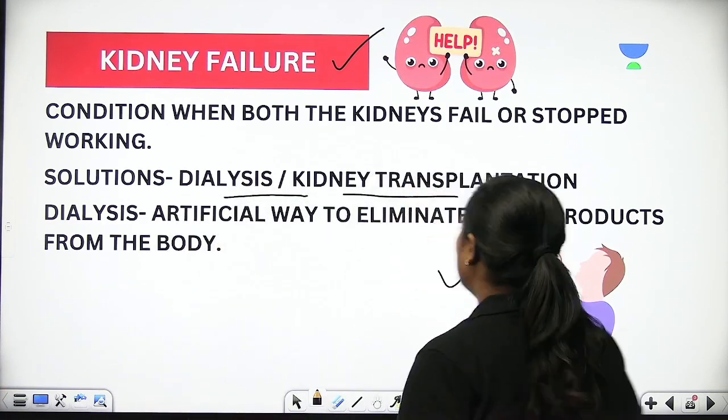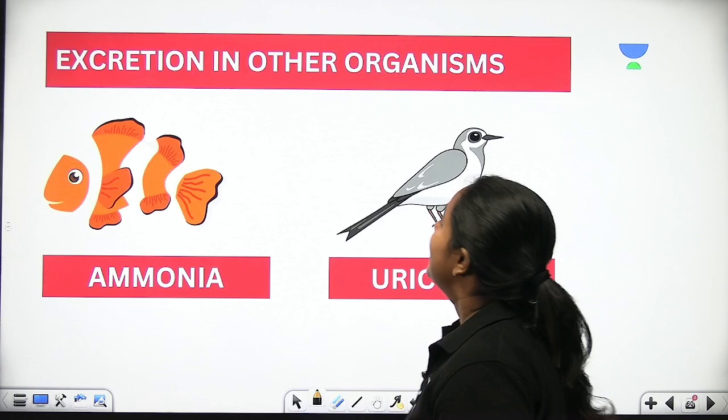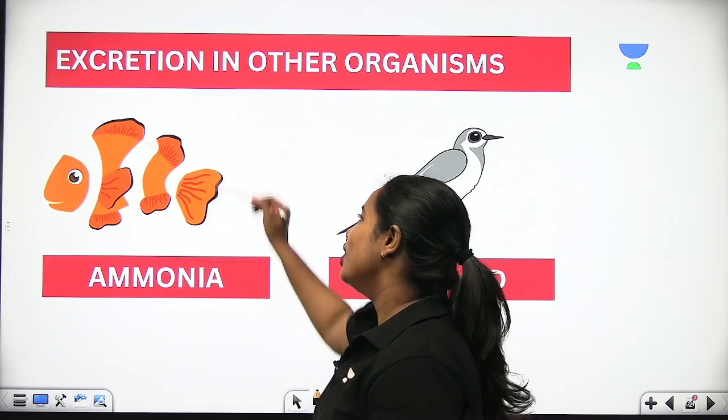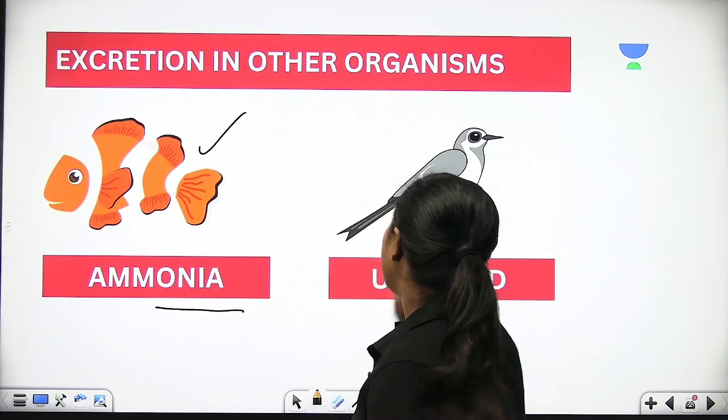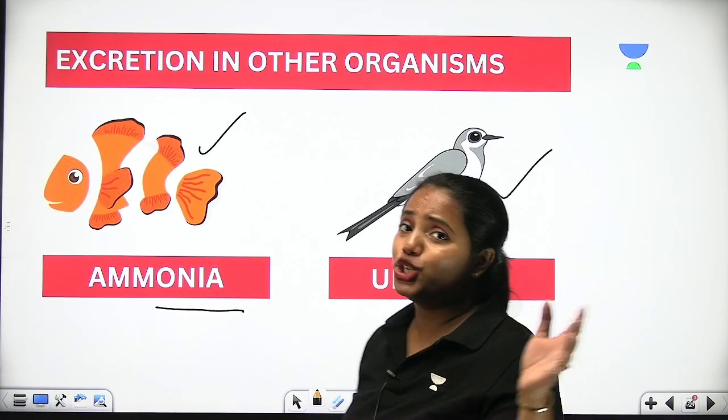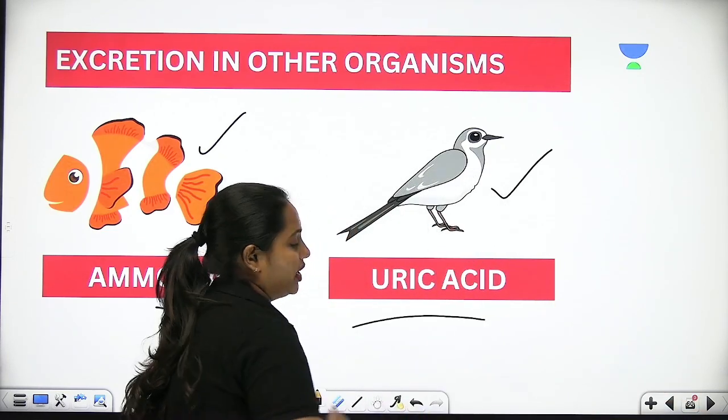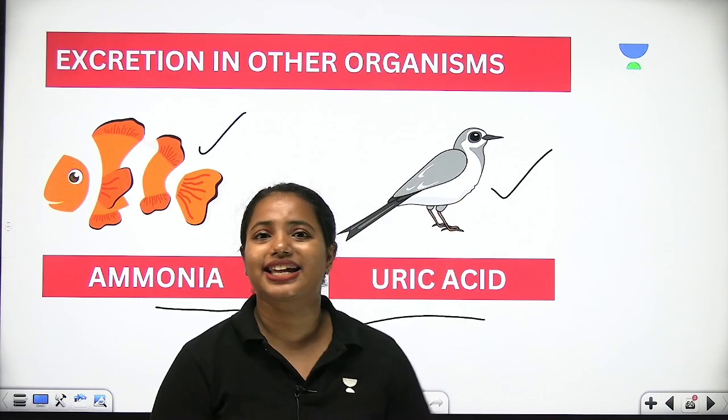And now we are moving towards the next one, excretion in other organisms. When you talk about fishes, ammonia is the primary waste, and when you talk about birds, uric acid is the primary waste product that gets excreted.